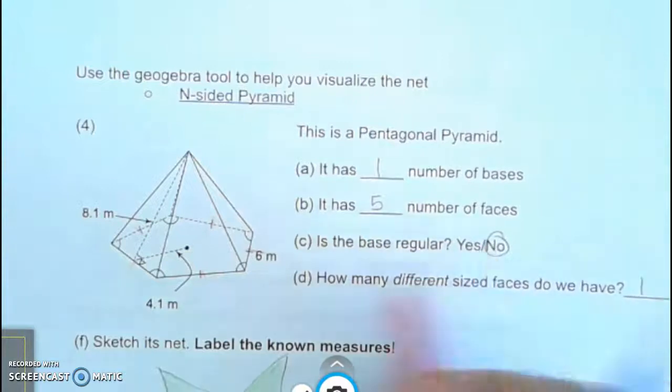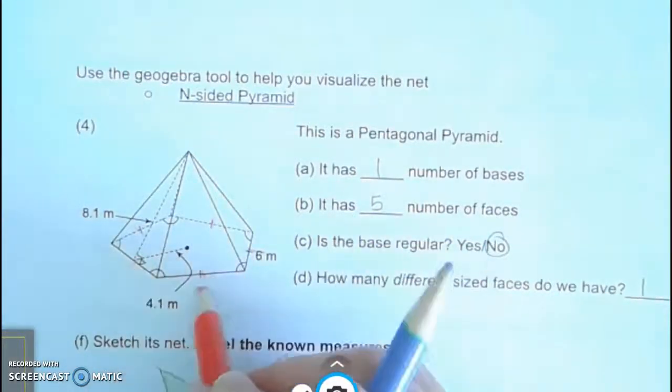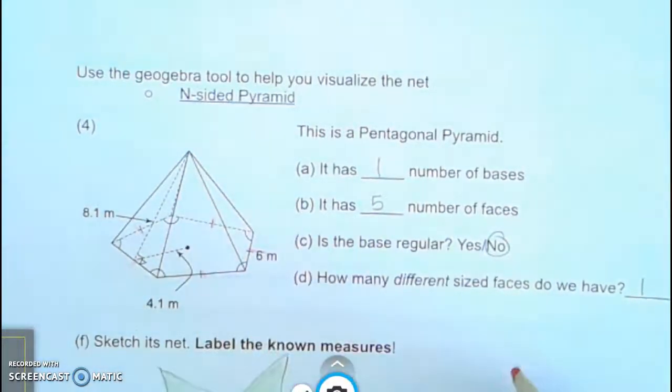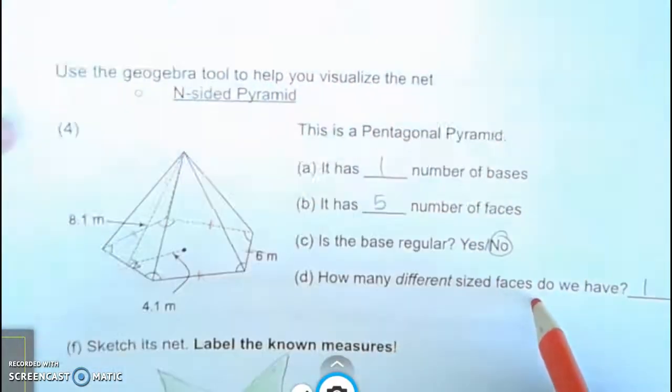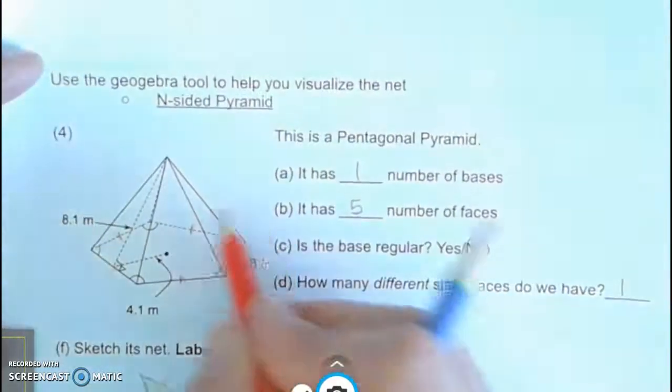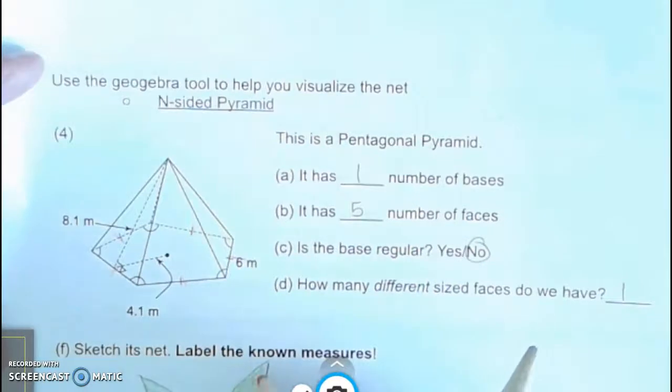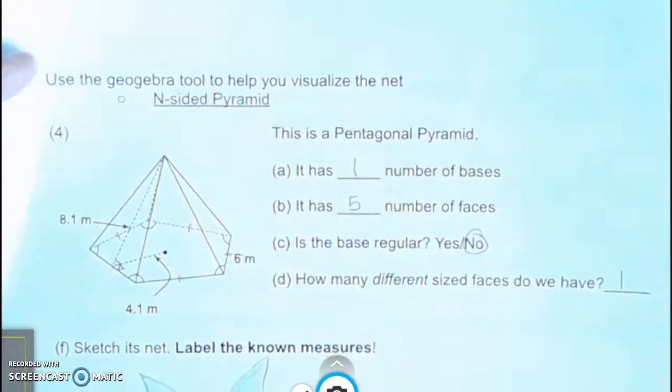Is the base regular? Yes, because they are all 6 meters long. How many different size faces do we have? We have 1, because each of the triangles on the side is going to be identical.